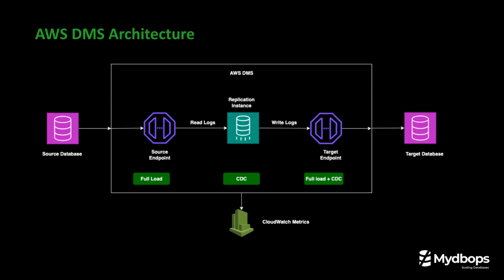The data migration task defines what kind of data has to be migrated and how to migrate it. We have three kinds of modes for DMS: full load, CDC, and full load plus CDC. We will discuss them in the coming slides.